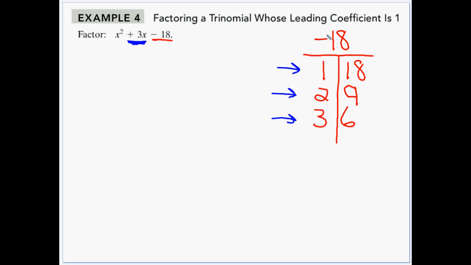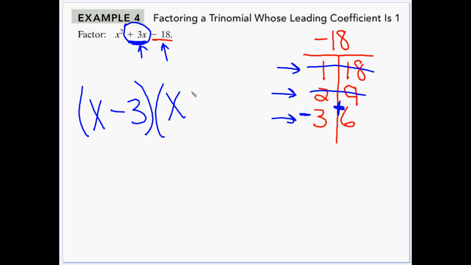But remember, since this is negative 18, one or the other of these will be negative. So 1 and 18 aren't going to work, 2 and 9 won't work, 3 and 6 will work, and to get a positive 3 in the middle, we're going to want a positive 6 and a negative 3, because 6 and negative 3 add up to 3, and they also multiply to the negative 18. So our two linear factors, x minus 3 and x plus 6.